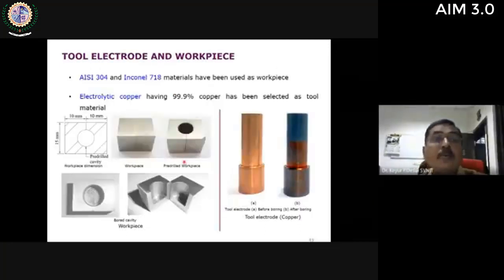So here the tool electrode and workpiece are selected: AISI 304 and Inconel 718. Tool material, electrolytic copper, having 99.9% copper, is selected as the tool material. Similarly, the workpiece was separated into 2 pieces. It is pre-drilled and then orbiting is done. This is a bored cavity. Tool electrode before boring. This boring is using EDM only, you see. This is after boring.